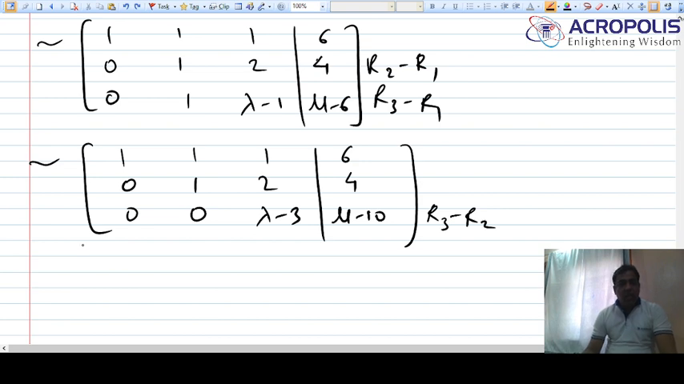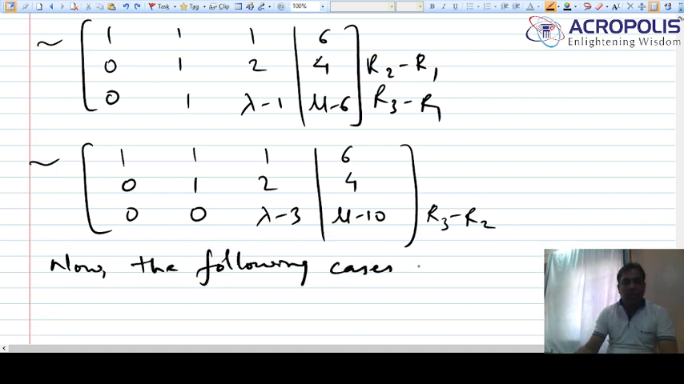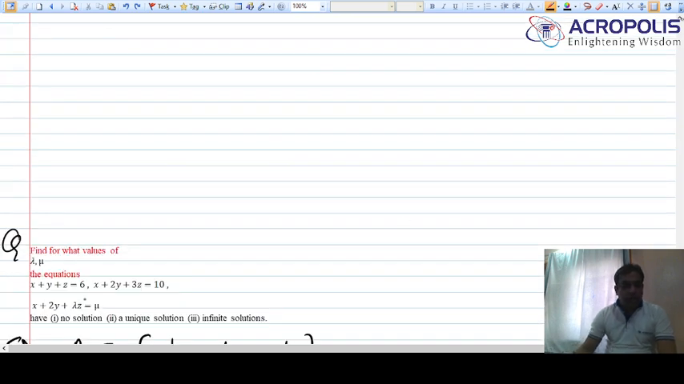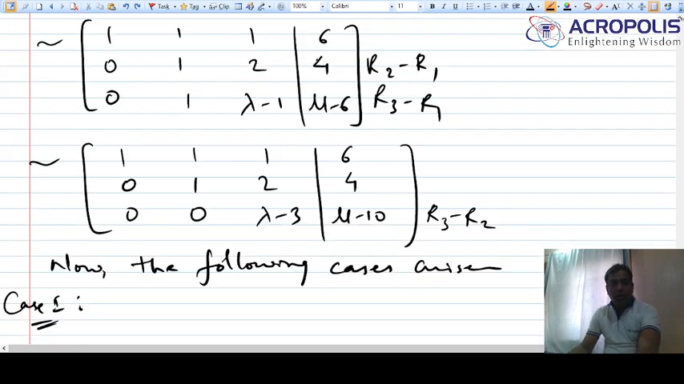And we can see here now it depends on lambda and mu for the consistency and inconsistency. Now the following cases arise here. Case first. In the question, the first condition is of no solution. What will be the condition of no solution here?